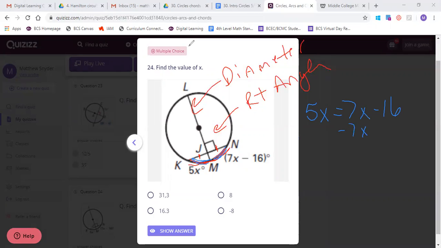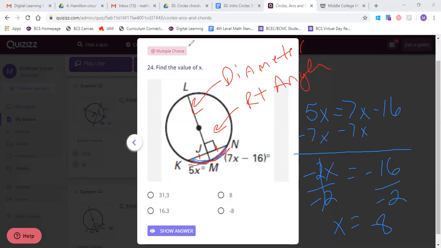Subtract 7x, move all my variables over to one side. Okay, get negative 2x equals negative 16. Divide by negative 2, use the inverse of multiplication. I'm going to divide. That cancels, x comes out. We get negative 16 divided by negative 2, which is 8.